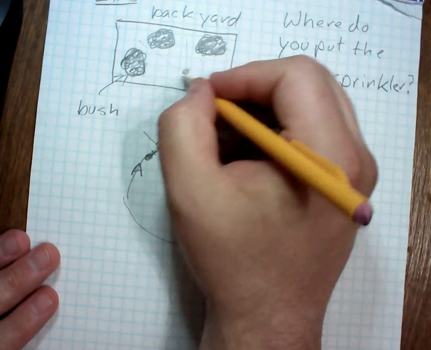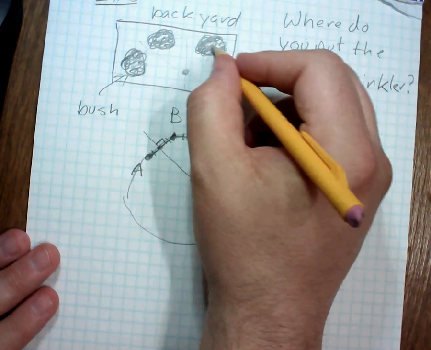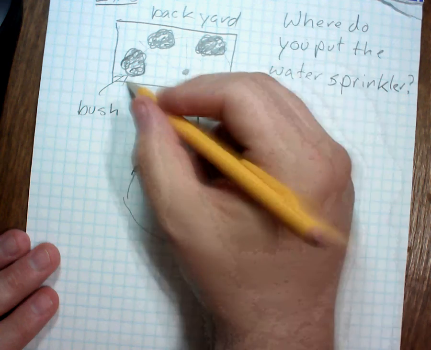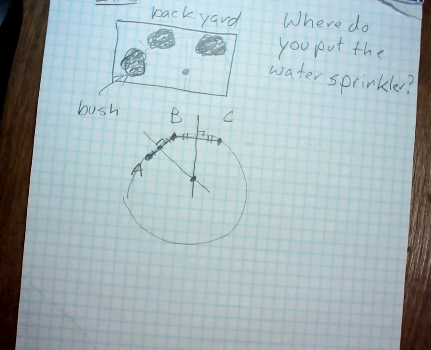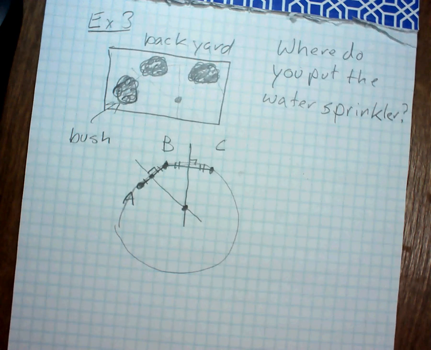And when it sprays the water, it's going to hit all 3 of these bushes, and then it's going to hit the fence and stuff like that. But that's what you want, is you just want to water the bushes. So that's it for example number 3. That's an application in the real world of what you would use this perpendicular bisector for.